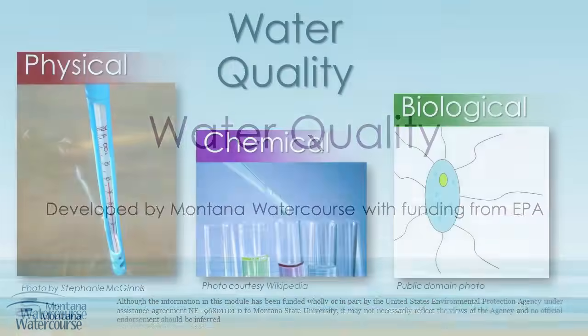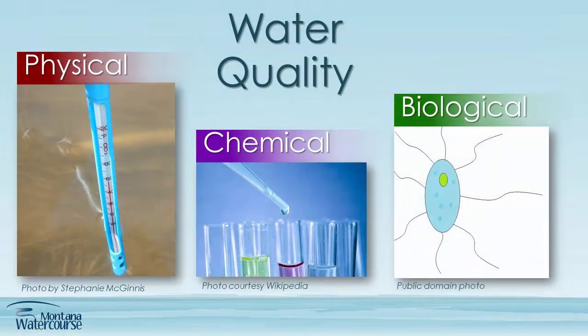Water quality. Water quality is a term used to describe the physical, chemical, and biological characteristics of water. Water quality can affect how suitable water is for drinking, aquatic life, recreation, agricultural, or industrial uses.